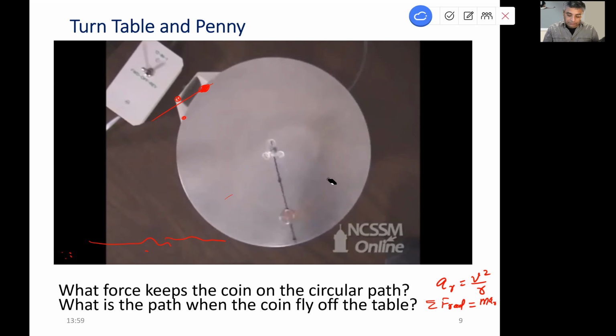So now, other force, I see normal. This coin is sitting there on a flat surface, right? So normal force means it must be pointing up. But we are talking about the one that's pointing towards the center. So normal force doesn't look like a good choice here either. So it's a friction force, and as long as it is not sliding, that means it's a static friction force.